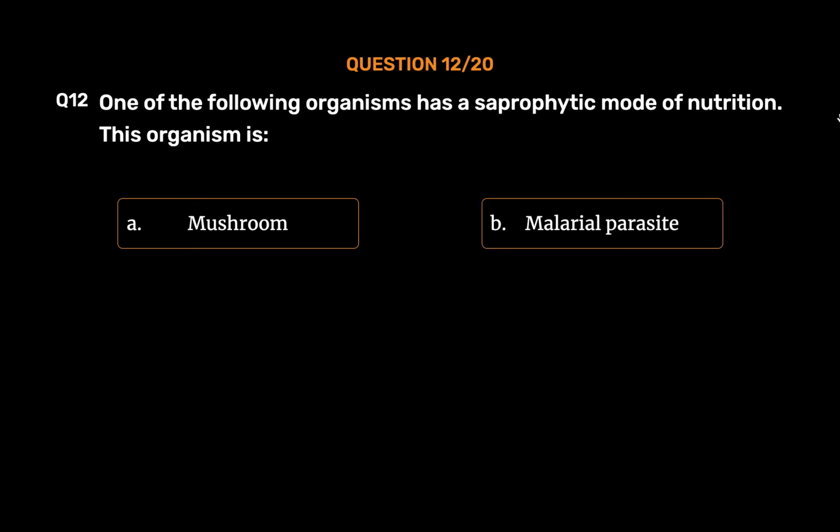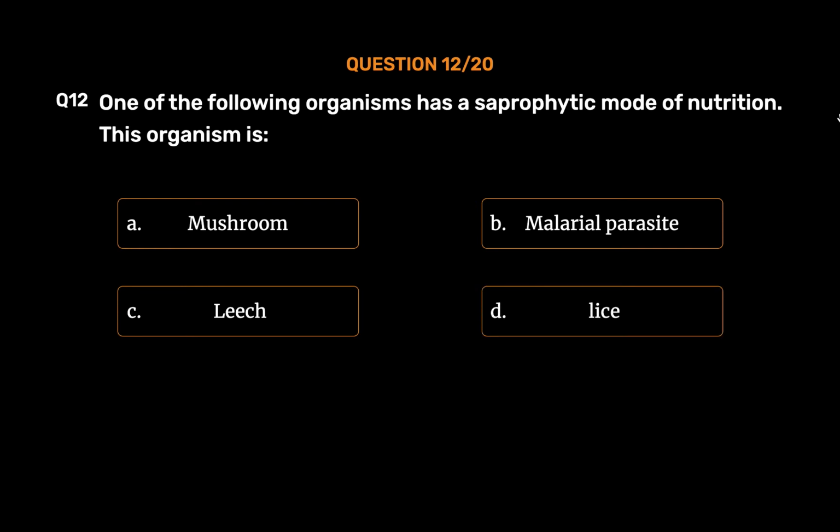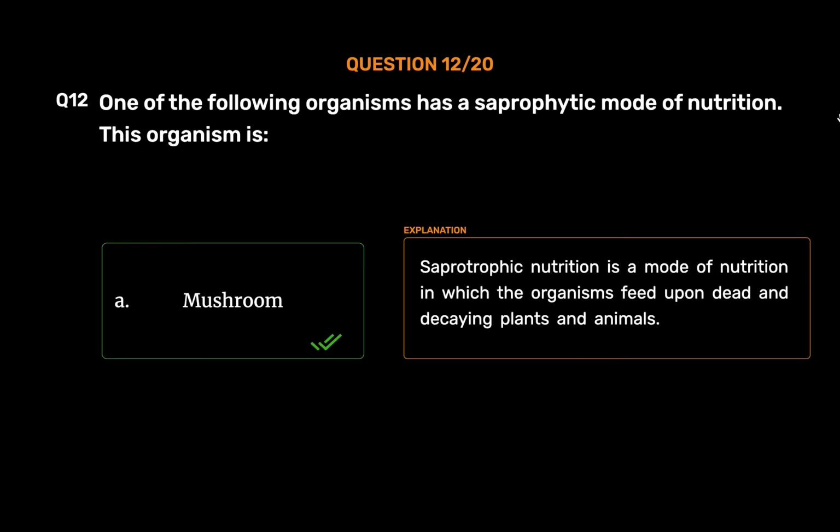Malarial parasite. Option C. Leech. Option D. Lice. The correct answer is option A. Mushroom. Saprotrophic nutrition is a mode of nutrition in which the organisms feed upon dead and decaying plants and animals.